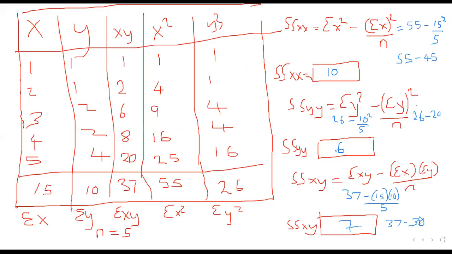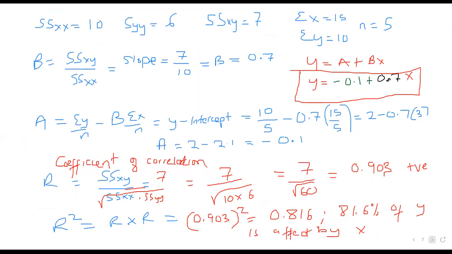Secondly, they'll ask you to find the slope. Let's fill in this table with values of x and y. When you multiply them, you find xy. When you square each of them, you find x squared and y squared, and you total up. Once you find these totals, you find the sums xx, yy, and xy using those formulas. Our xx is 10, and 6 and 7 respectively for yy and xy. These are key for you to calculate the slope and the R and R squared. So our slope is xy over xx, 7 over 10, 0.7.